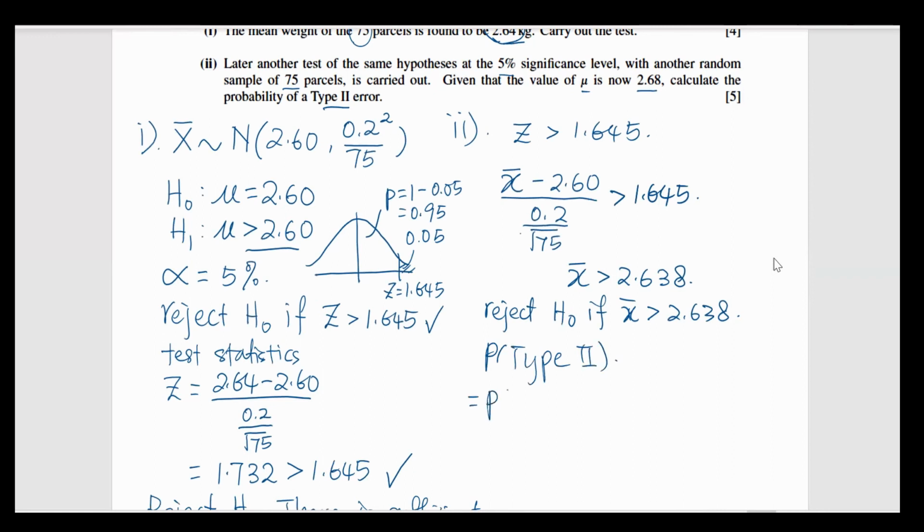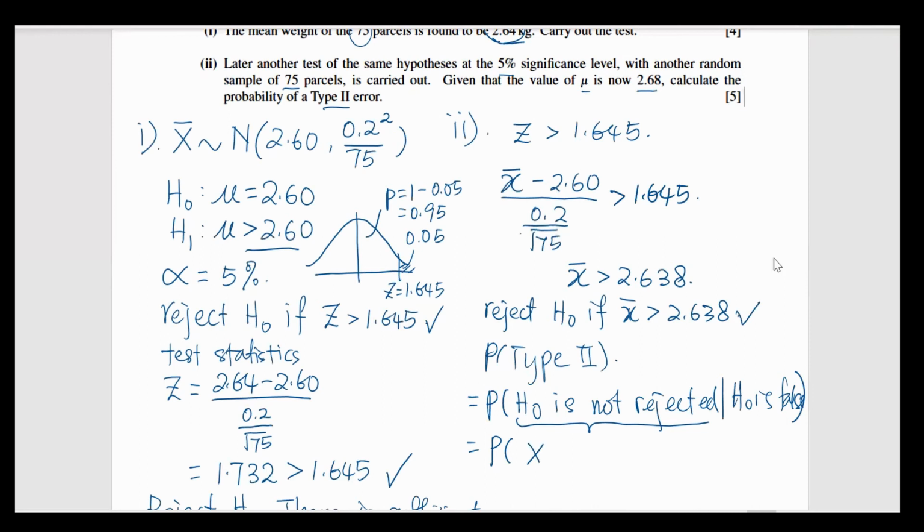Now again, what does it mean by type 2 error? It is H null is not rejected when H null is false. All right, so when do you not reject the H null? Here, we reject if the X bar is greater than 2.638. We do not reject if the X bar is less than or equal to 2.638. So that is what we want to find out.